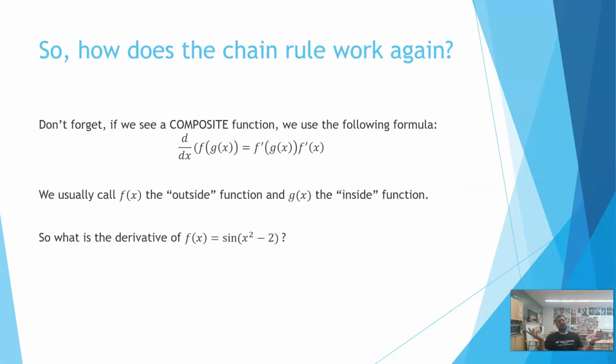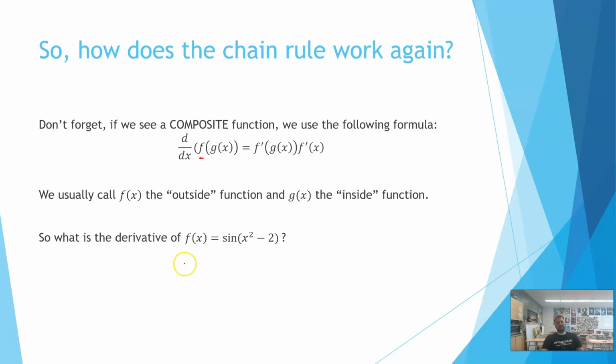Now, just as a quick reminder, when we see a composite function, that's when we need to use the chain rule. Remember, a composite function is just a function that has a function inside of another function. And usually we see it like this, where we've got f of g of x. Remember, our f of x, we call that our outside function, and our g of x is kind of like our inside function, and we use this formula to take the derivative, okay?